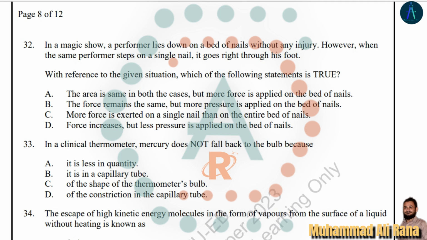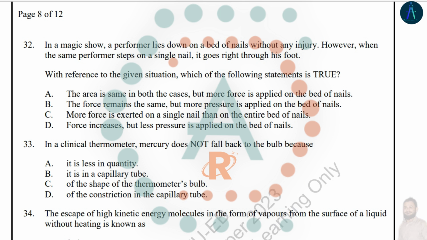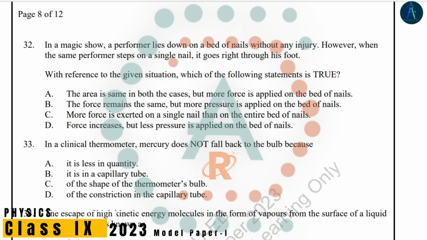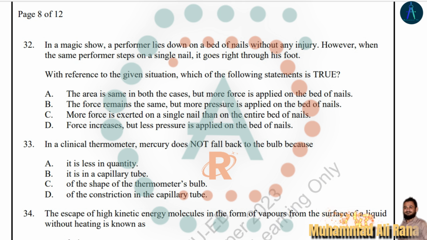In a magic show, a performer lies down on a bed of nails without any injury. However, when the same performer steps on a single nail, it goes right through his foot. The reason is that if he lies down on a bed of nails, his weight is distributed over a larger area. A larger area always decreases the pressure. In this way, the magician will not be hurt.